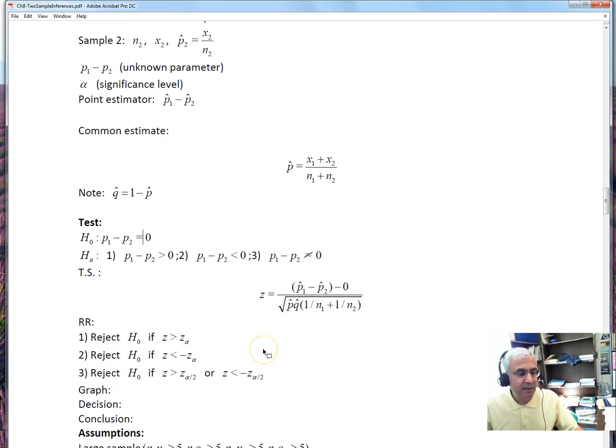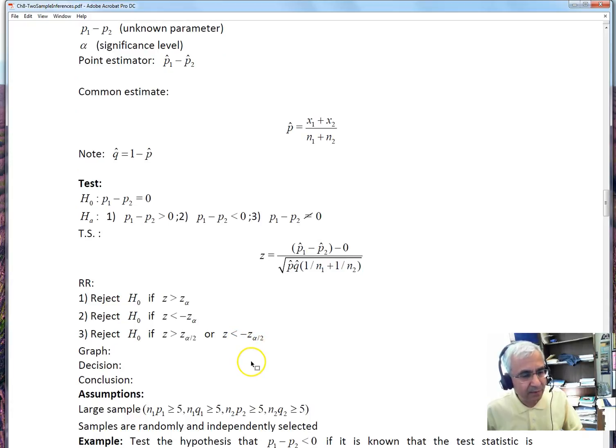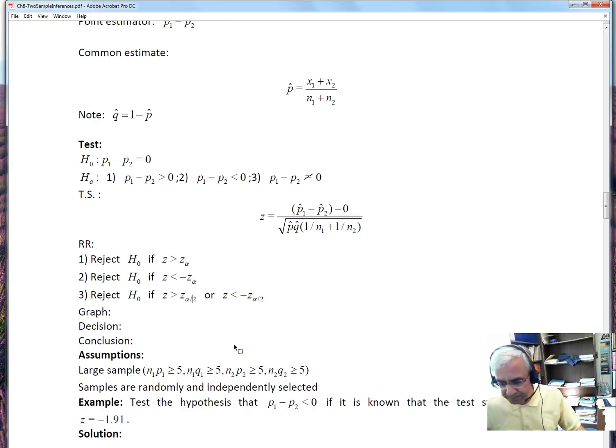And since I will use a large sample, my rejection region is: if I have the upper tail, reject H0 if Z is larger than Z alpha. The greater than indicates upper tail, less than indicates lower tail, so Z would be less than negative Z alpha. And two tail means either larger or smaller, so alpha is split into 2, and I reject if Z is larger than Z alpha over 2 or less than negative Z alpha over 2. So same as before.